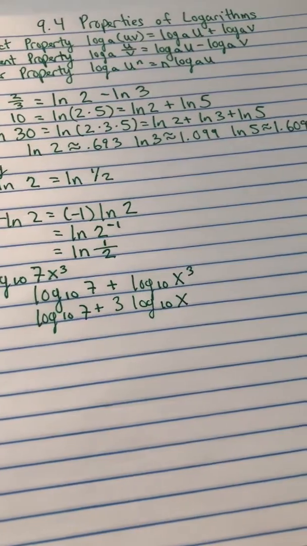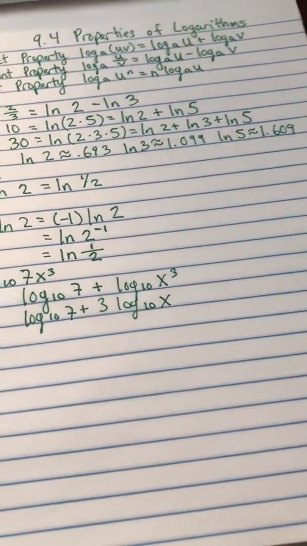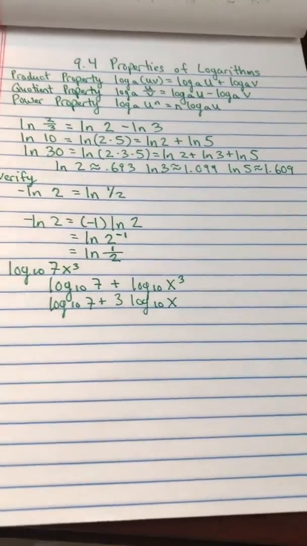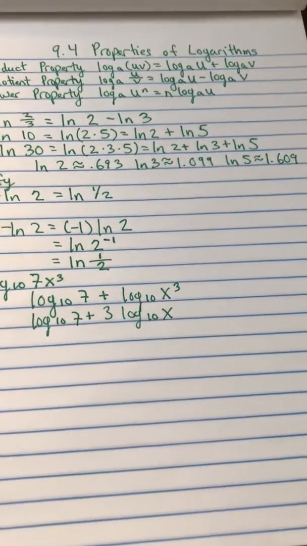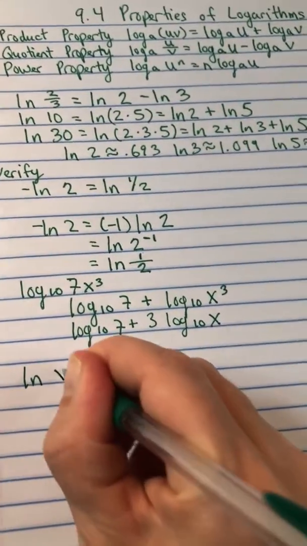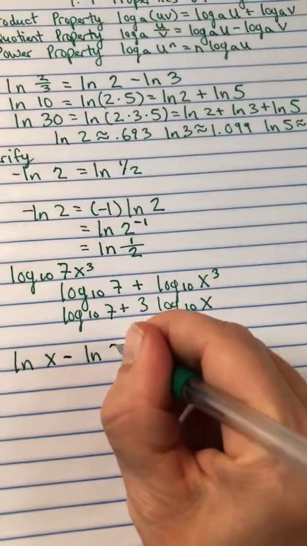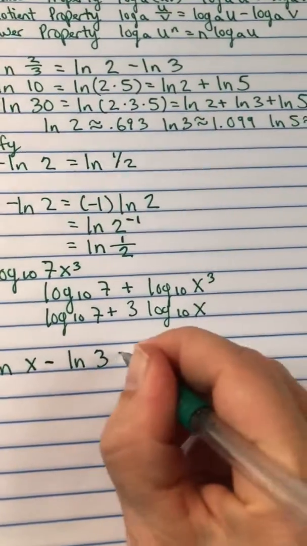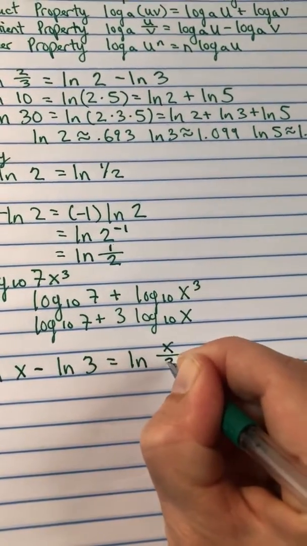There's more of these. I don't think I asked you too many on the homework or even quizzes or tests after this. So let me just show you one more, and if you need more help with it, just let me know. I just don't want to get into too many complications of it. So this one should be easy. The natural log of x minus the natural log of 3. Because it's minus, that's going to be the same as division. So that just equals the natural log of x over 3.